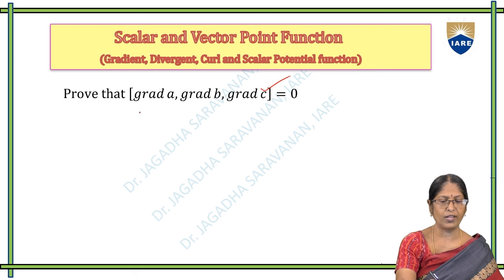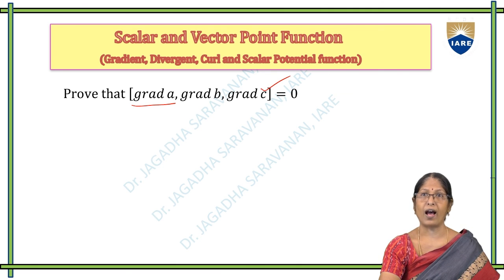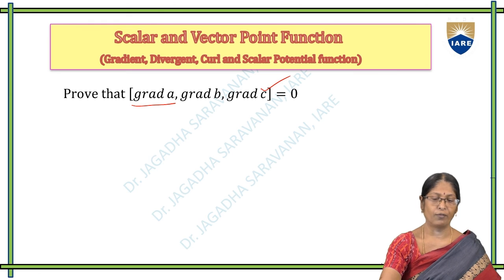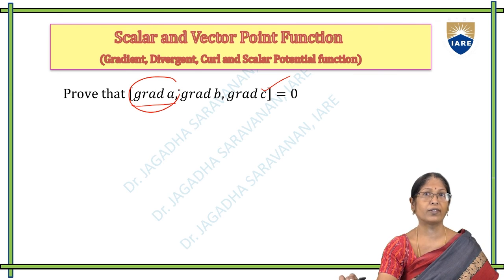Before that, first we have to find what is gradient A. Gradient, we know the formula, that is i dou by dou x plus j dou by dou y plus k dou by dou z. First, using that, we will evaluate gradient A. So now we will move to the solution.